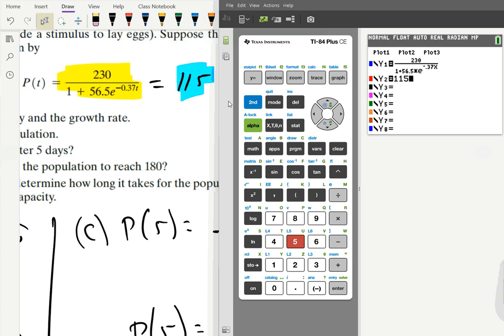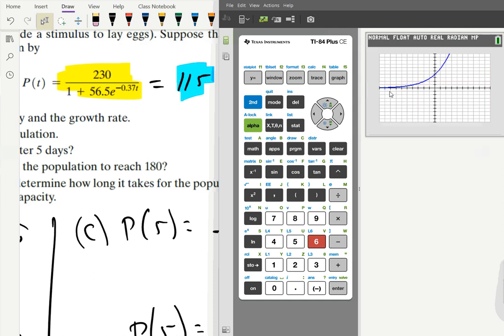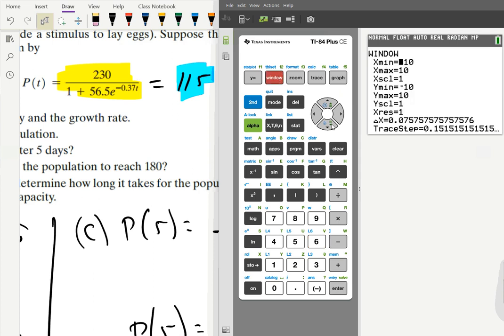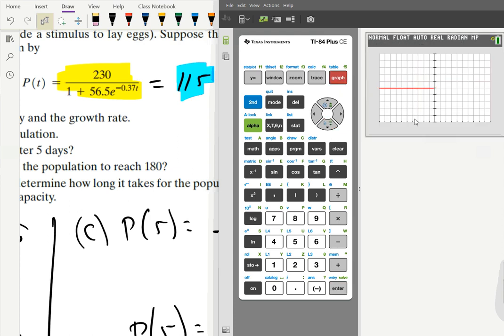Now, when I graph this, if I do zoom standard, I see the exponential come up through here as far as P of t. I don't see the 115 because this is counting by ones, so 115 is way up off the screen. So I can go back to my window and change the settings. Let's change our y values, maybe from 110 up to 120, and counting by ones is okay. Let's go ahead and graph this.